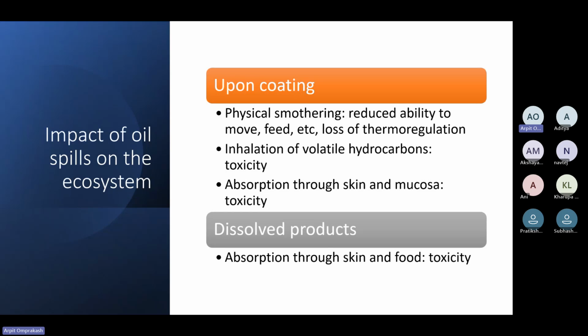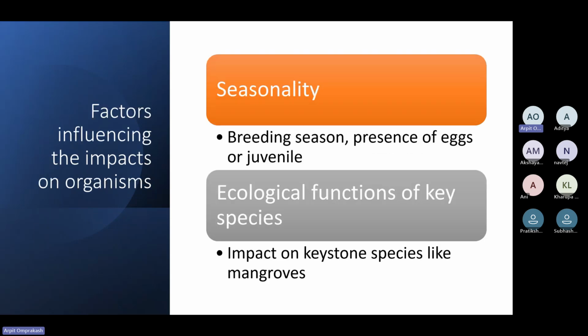Yeah, the other way in which oil can impact the ecosystem is through dissolved products. If oil dissolved in water is absorbed through the skin or ingested by different animals while eating food and things like that, that also leads to toxicity.